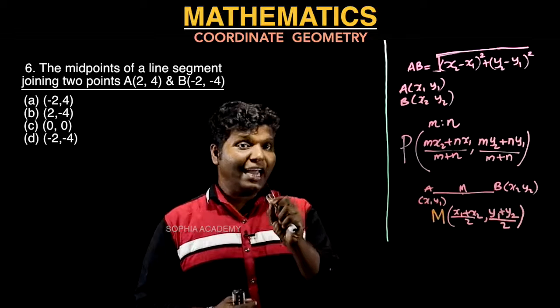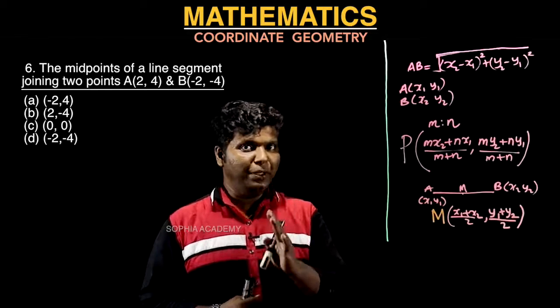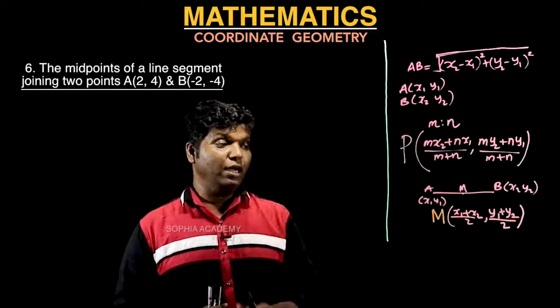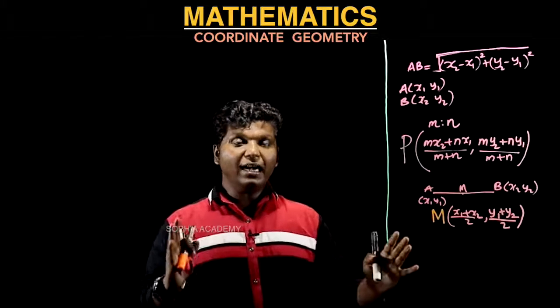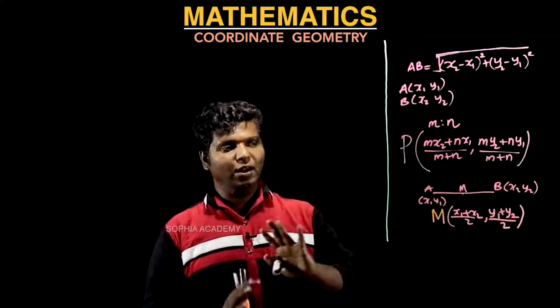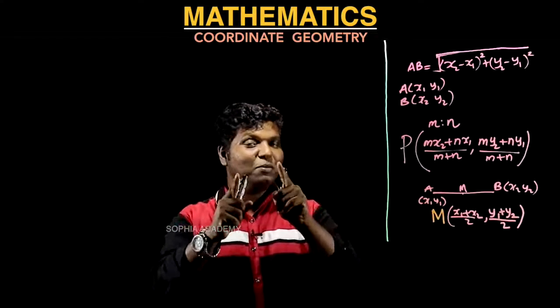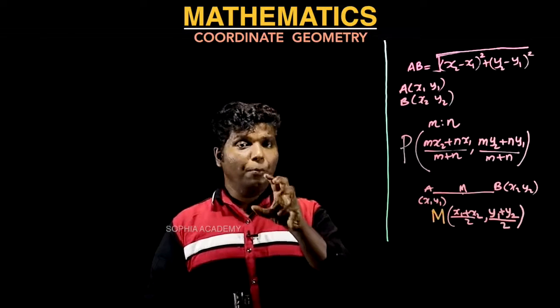The midpoint of a line segment joining the points A, 2, 4 and B, minus 2, minus 4 are. That means you want to find the midpoint. I told you how to find the midpoint by using this formula. Add the x coordinates together, take the half. Add the y coordinates together, take the half. So I'm not going to use my pen itself. That's why I told you within 1 minute we have to find the answer. So let us just imagine what is the points given.